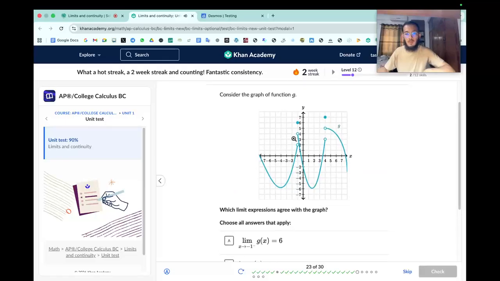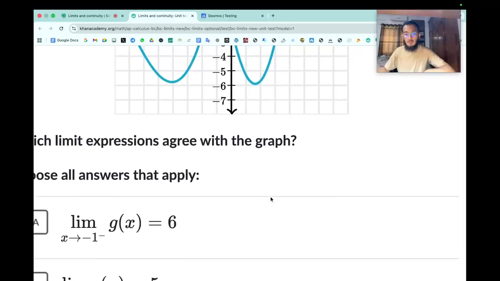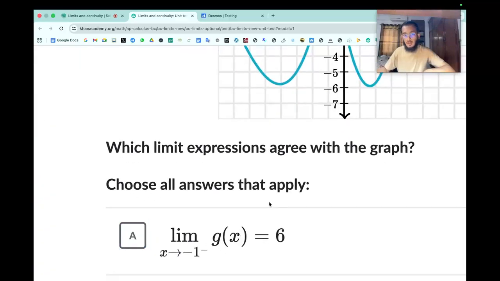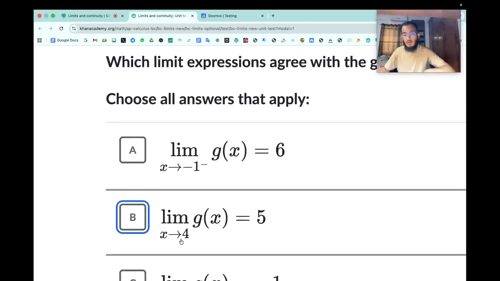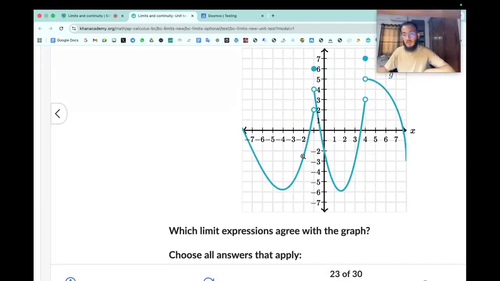Okay, consider the graph of the function g. Which limit expressions agree with the graph? Okay, the limit of gx as x tends to -1 from the negative side is 6. As x tends to -1 from the negative side is not 6, it's 2.